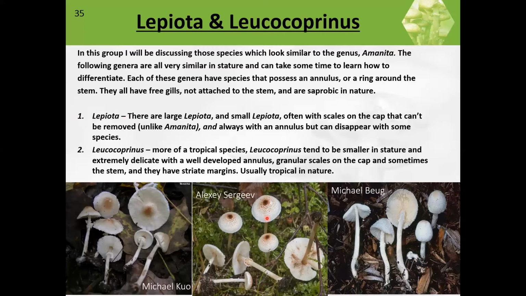So Leucocoprinus is more tropical. It tends to be smaller in stature and extremely delicate with a well-developed annulus that usually does disappear over time. Like this one here, it was developed, but now it's slowly disappearing. And this one's disappeared completely. And then as you can see, it has small little granular scales, which look like sand or little particles on the cap. And those particles are also removable. Whenever you touch them, it'll stick to your finger, and that's also a good indicator for Leucocoprinus.